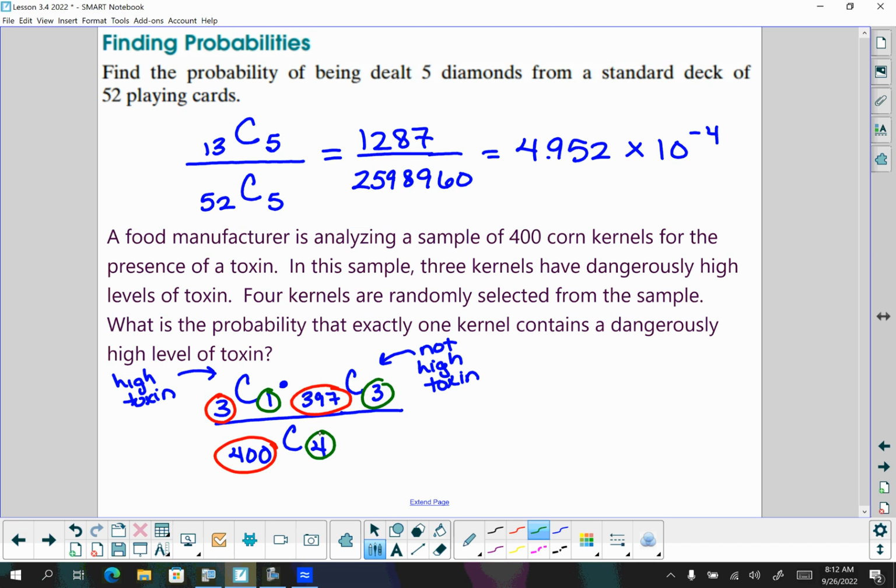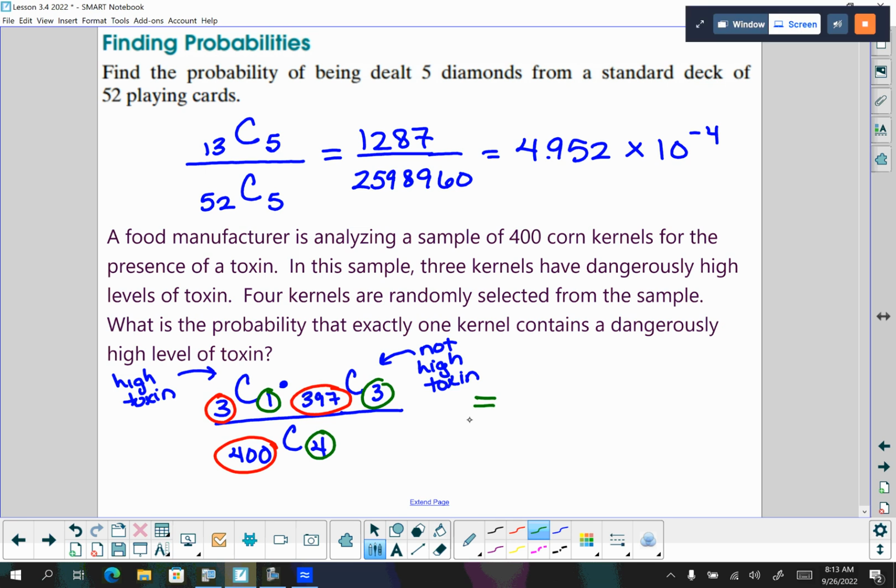Okay, so it becomes a little more complicated when we don't have one certain thing we're looking for, when we have multiple things we're looking for in the selection. Here, I want to select a certain number of kernels that have high toxin and a certain number that don't have high toxin. So that's why we had to multiply two things together. All right, and then simplifying.